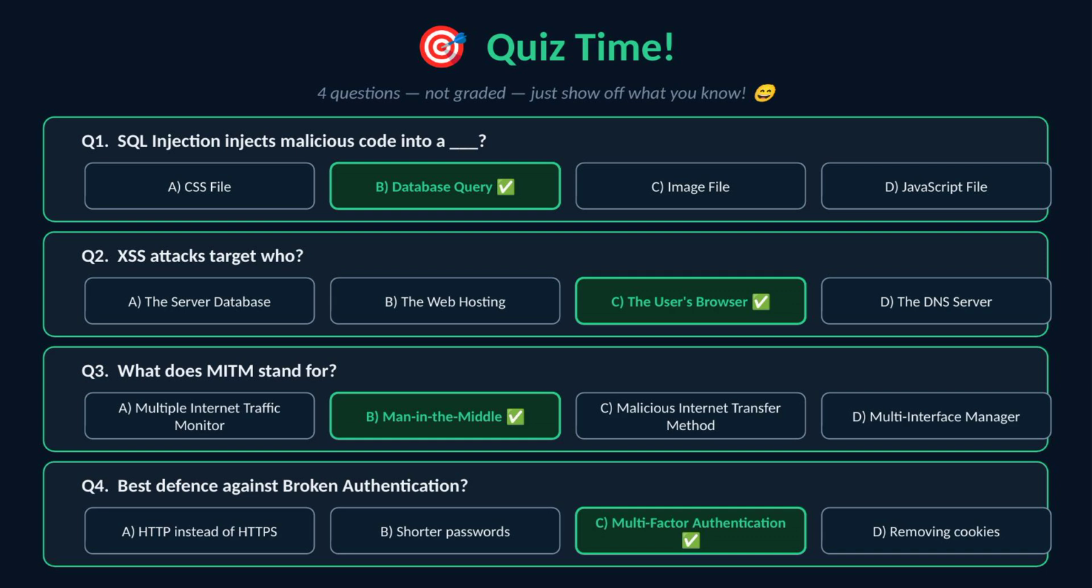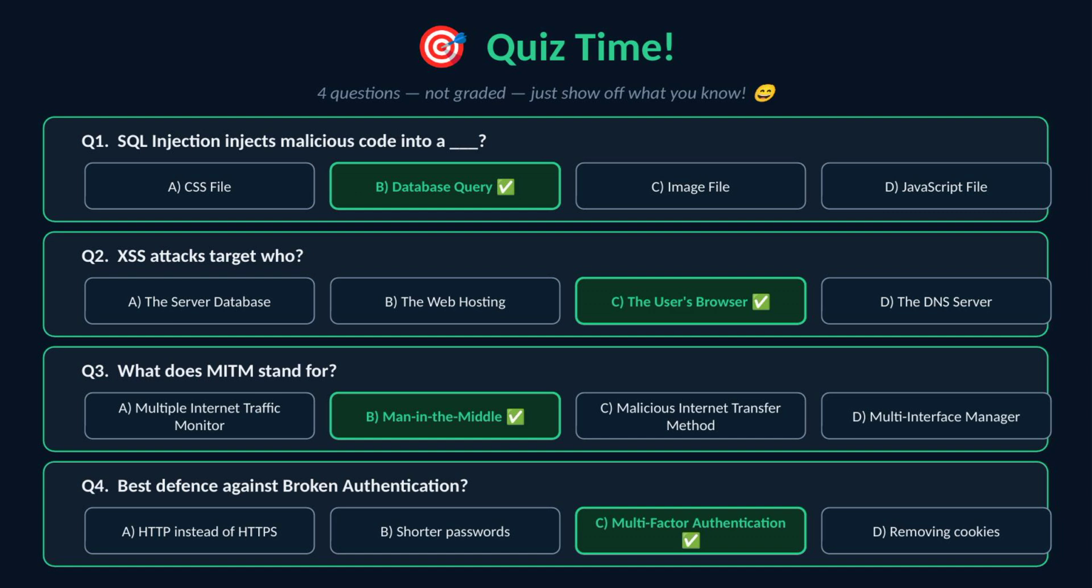Alright everyone, quiz time. 4 questions today. Not graded, just a fun check. Question 1. SQL Injection injects malicious code into a blank. A. A JavaScript file. B. A database query. C. An image file. D. A CSS style sheet. The correct answer is B. A database query. It injects malicious SQL to trick the database into bypassing login checks or exposing data.